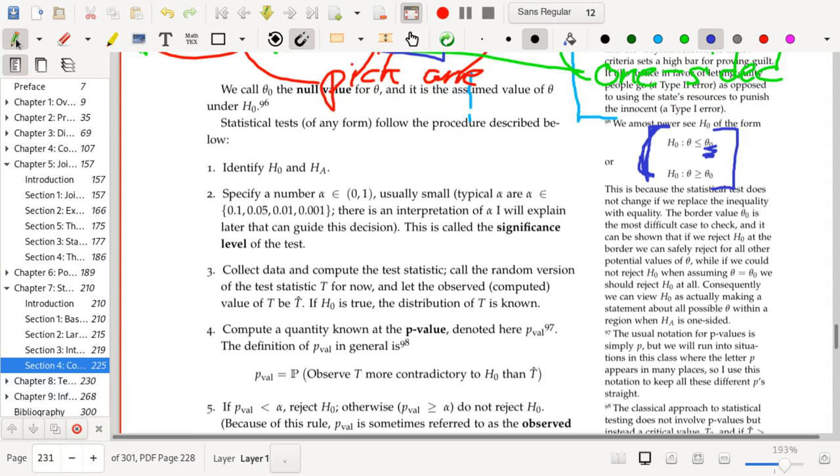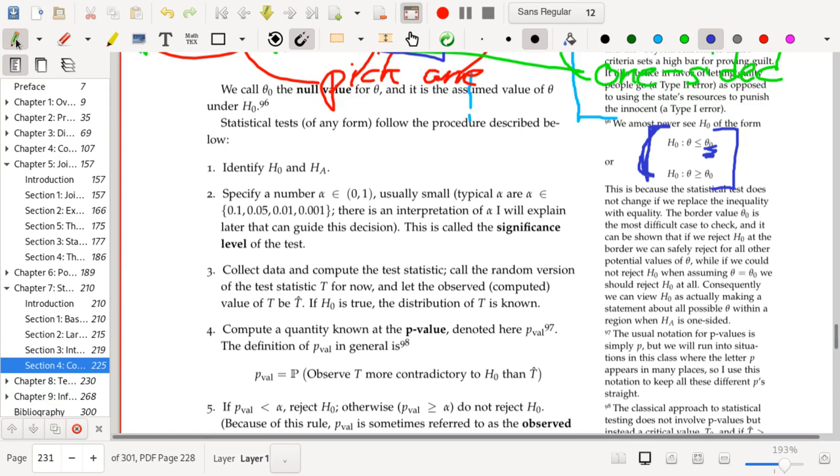Second, specify a number alpha in (0, 1), which is usually small. That alpha is typically 0.1, 0.05, 0.01, or 0.001. And there is an interpretation for what alpha is. I'm going to explain that later. But you have to pick an alpha, and this will be your significance level for the test.